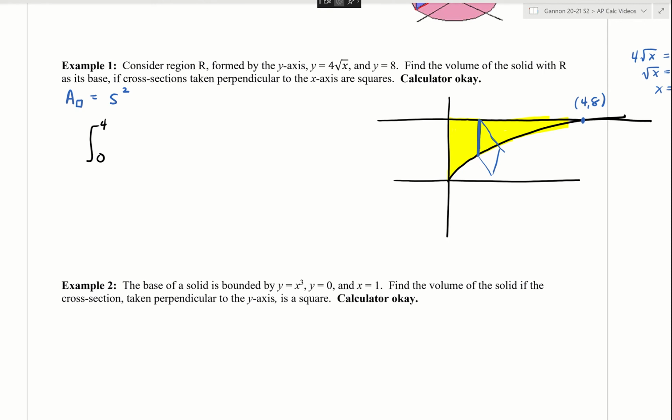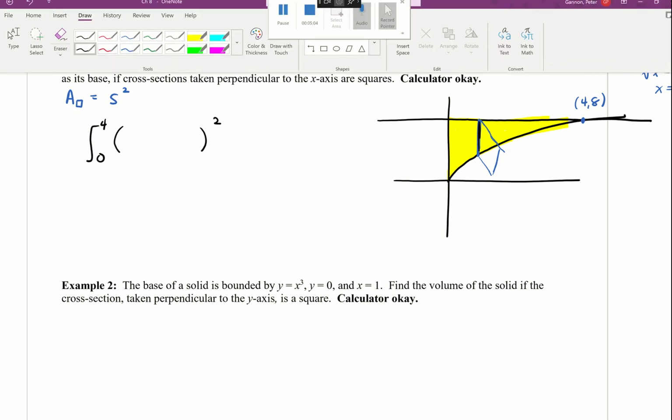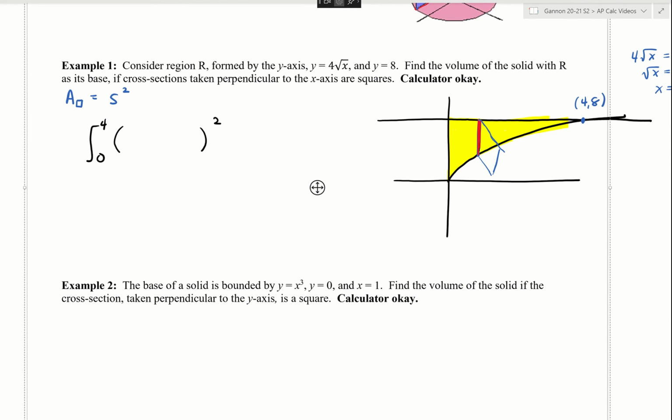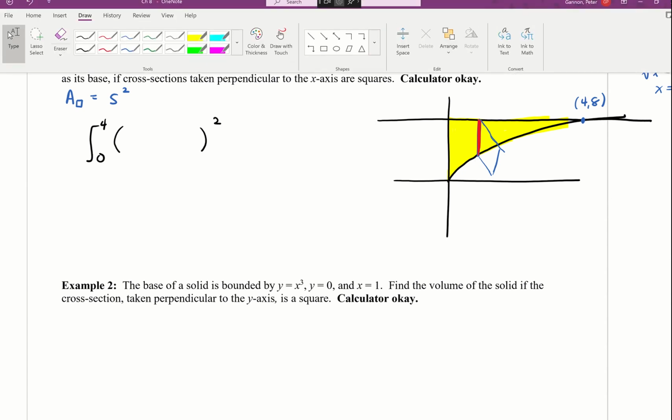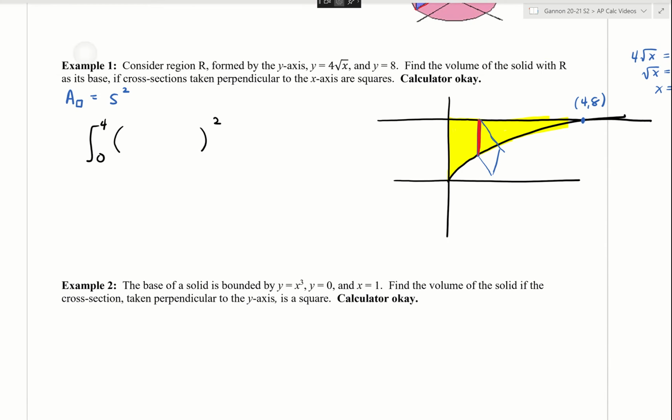All right, and then we're going to integrate the formula for area of a square. So we have whatever the quantity squared. The side length of our squares that we're going to build together to create that solid is going to be found by doing the top function minus the bottom function. That's how we're going to get this distance, which represents that side length. So the top function is 8, and the bottom function is 4 root x. So we have 8 minus 4 root x, and that's with respect to x.